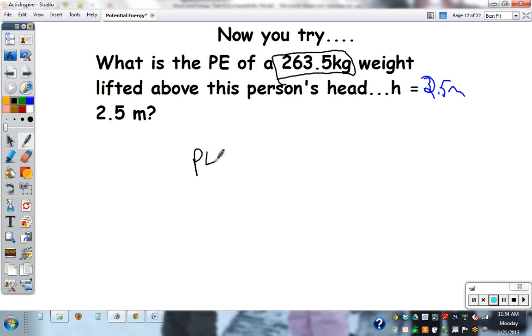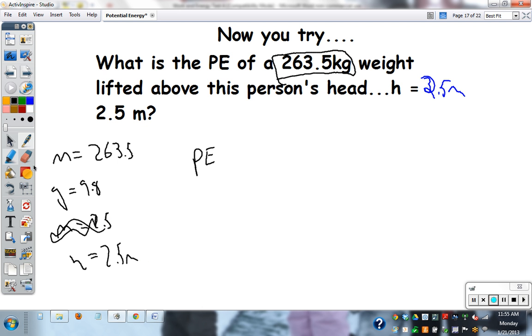But potential energy. First, you should make your list. For this topic, the formulas are going to be straight up, so make your list every time. Gravity equals 9.8. Mass equals 263.5. Height equals 2.5 meters. And this is our question. So do this every time, and this is actually one of the easiest topics, because there's no tricky stuff to worry about. It's just using the formulas.